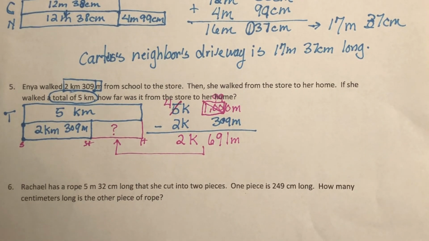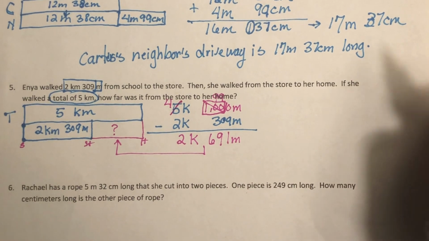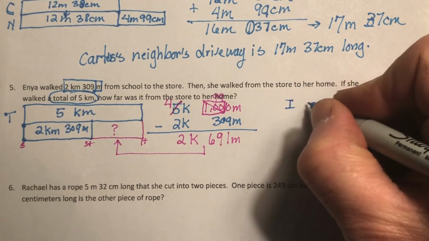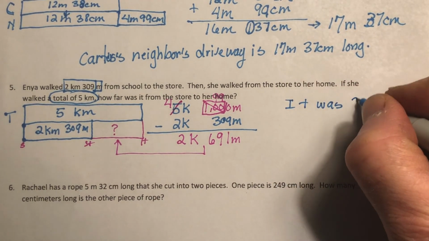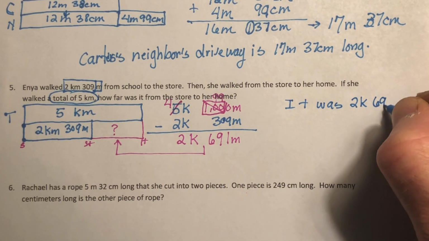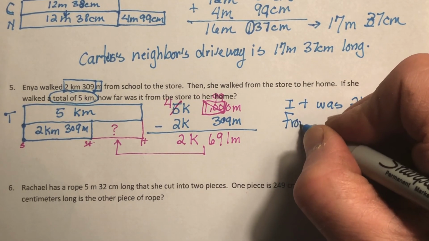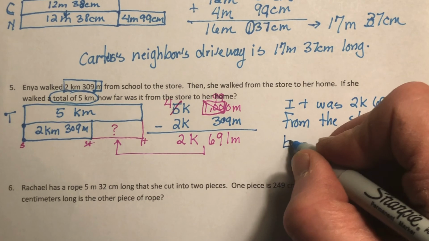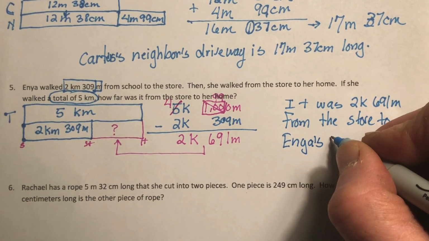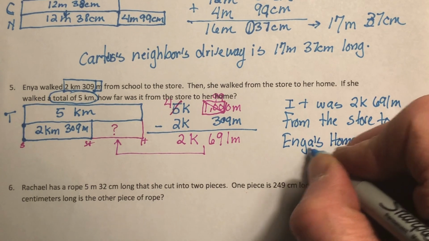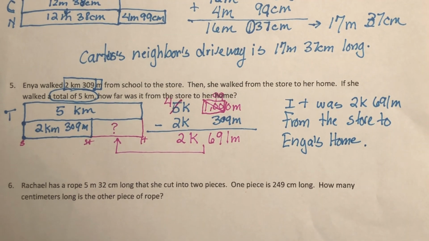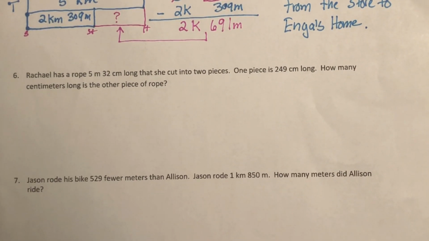Now my third part is write it out as a sentence. All right, so what I'm gonna do is say, how far was it from the store to home? It was 2 kilometers, 691 meters from the store to Anya's home. I like using the characters' names in my responses. That should be a lowercase a h. So, all right, I did it. That's all done. Perfect. Feeling good today. All right, let's slide up and do the next one.